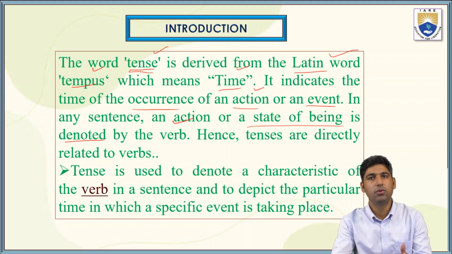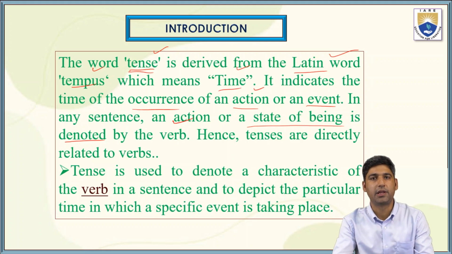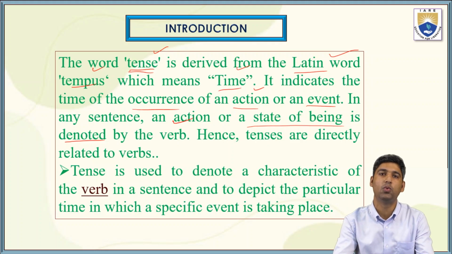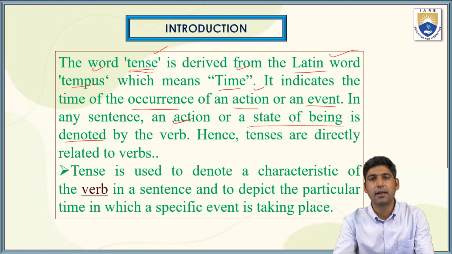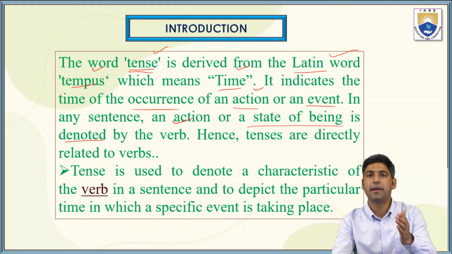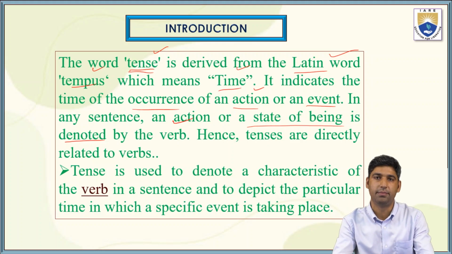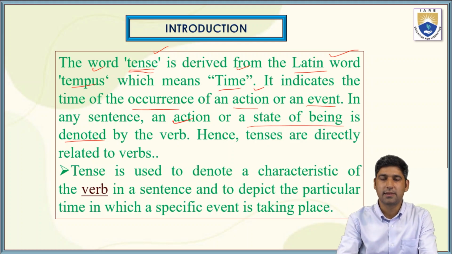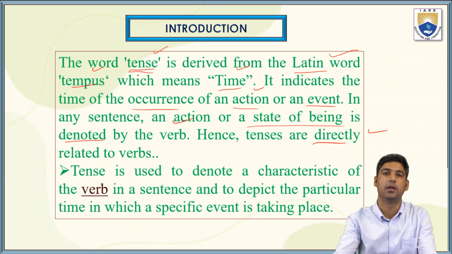So as I told you, the time of occurrence of an action or an event is shown by the tense. And in the sentence, action is shown by the verb, or state of being is shown by the verb. So that means there is a relation between tenses and the verb, because verbs also show the time in a sentence. So we can say that tenses are directly related to verbs.